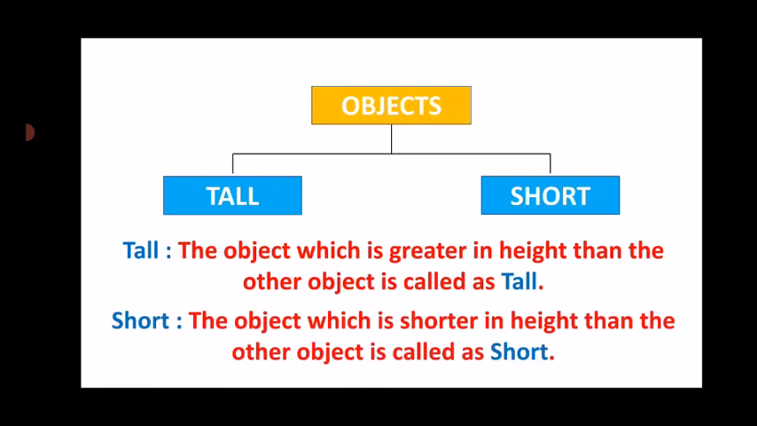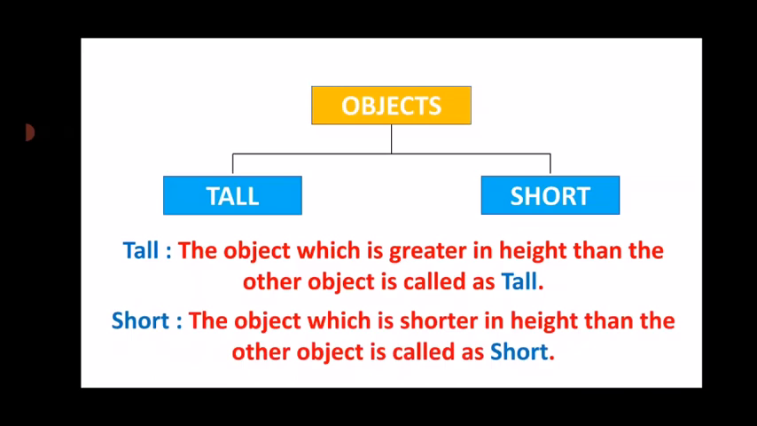So, in long and short, what we have seen is the object which is larger or greater in length. But here we are going to see the object which is greater in height than the other object, that is called tall. And the object which is shorter in height than the other object, that is called short.